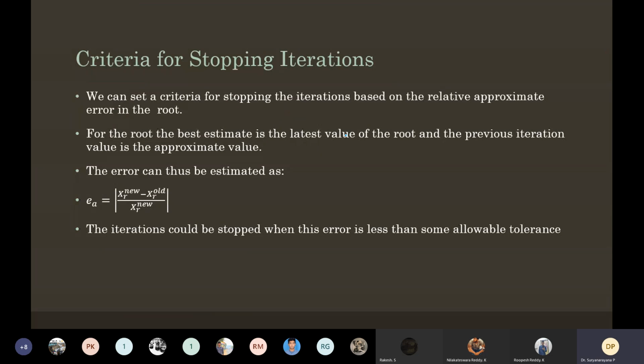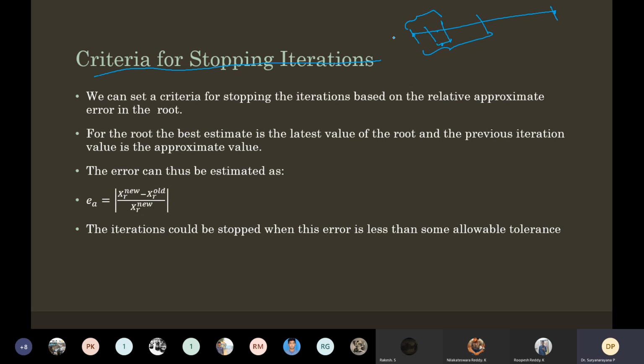Now see, once you have the root in the bracket, you progressively cut the bracket, find which one to continue with, cut the bracket, maybe this is where the root is, continue with this one. That way you go on, go on, go on. But when do you stop? What is the criteria for stopping the iterations?